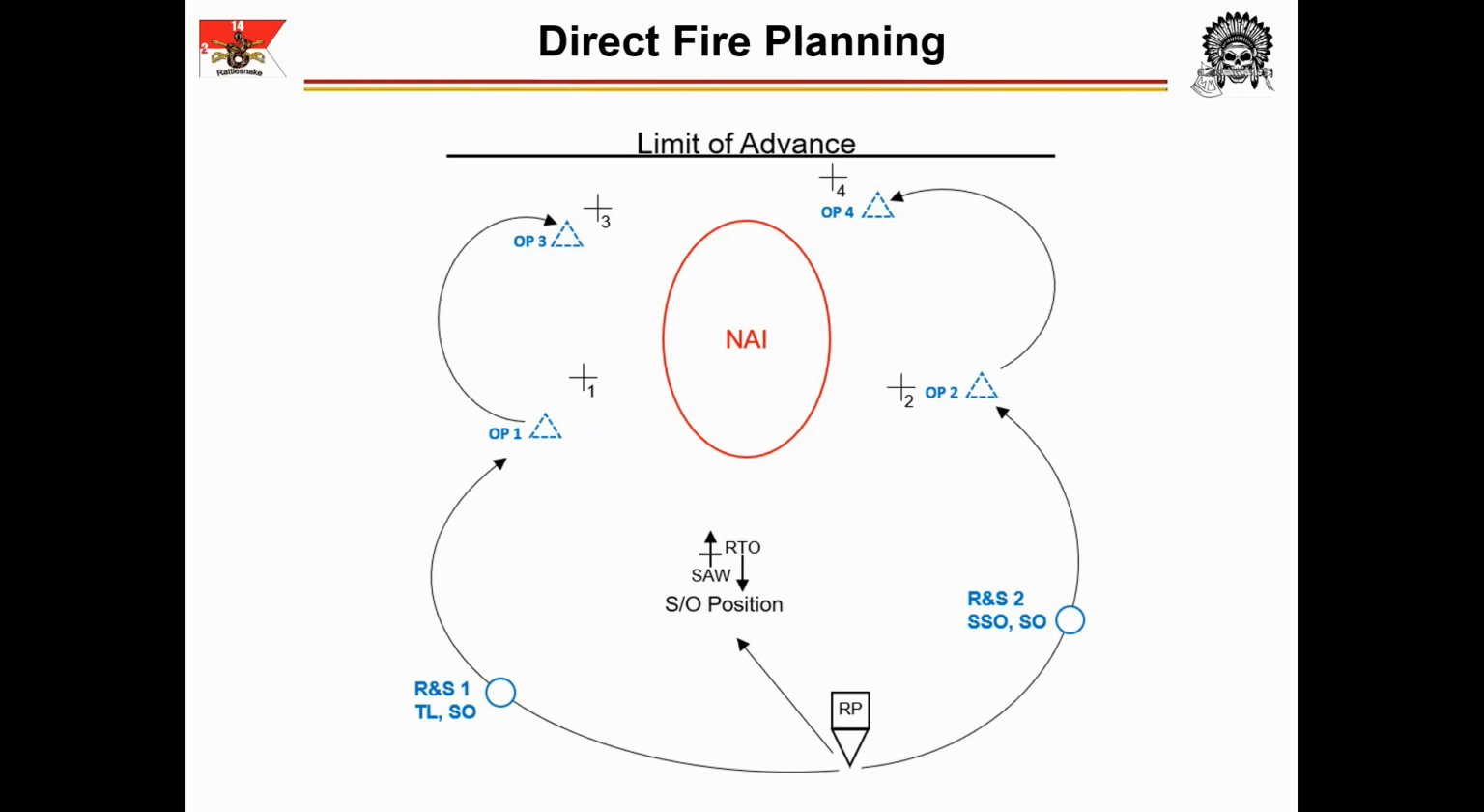As the team leader and SSO identify OPs and associated TRPs, they associate them by number. For example, OP1 has an associated TRP1. This means that as RNS1 moves to OP1 to occupy the position, they can radio the SNO and inform them that they are going to occupy OP1. SNO then can radio RNS1 to confirm that they have shifted fire to TRP1.